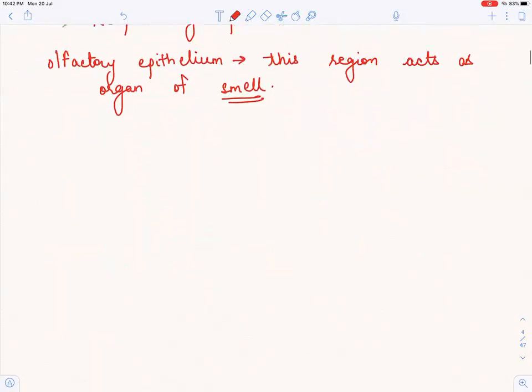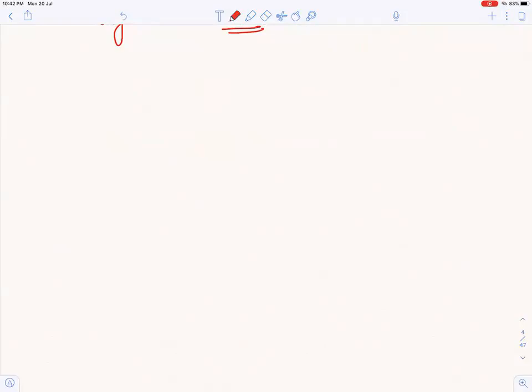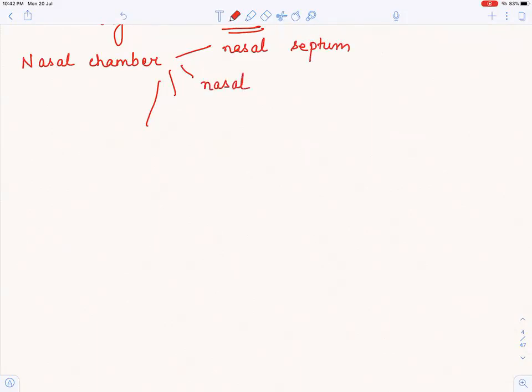Now, don't forget what we are studying: the nasal chamber, which has four parts. Nasal septum we did. Nasal vestibule we did. Nasal cavity we just did, with the respiratory and olfactory epithelium. Now we are going to do the nasal conchae. Let us study about nasal conchae.